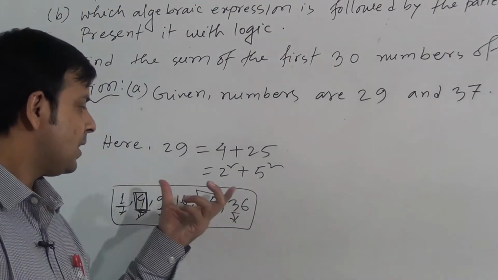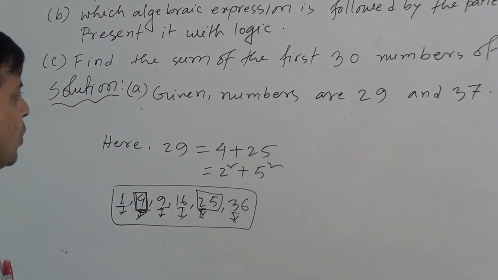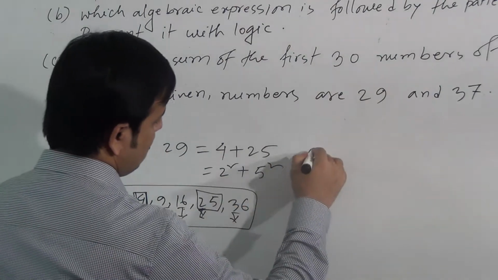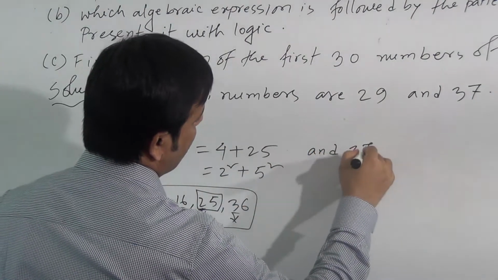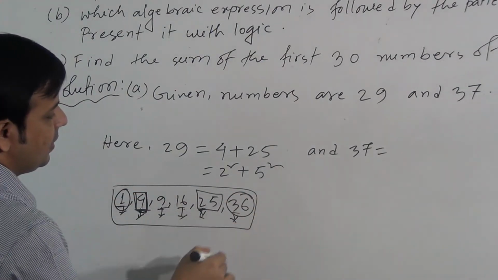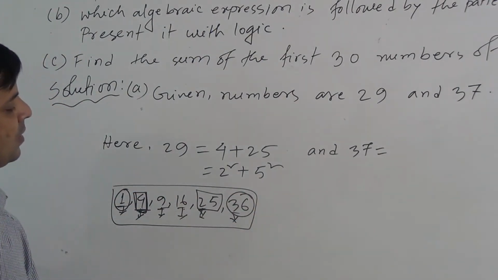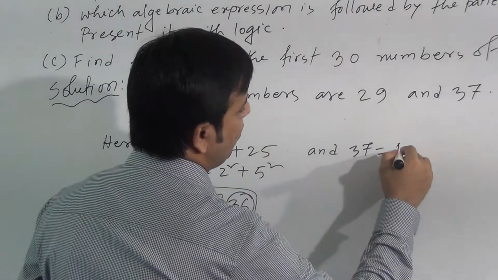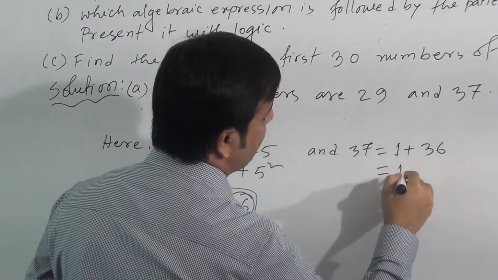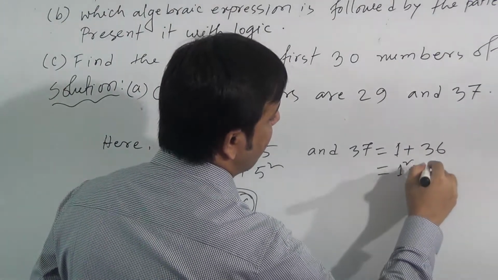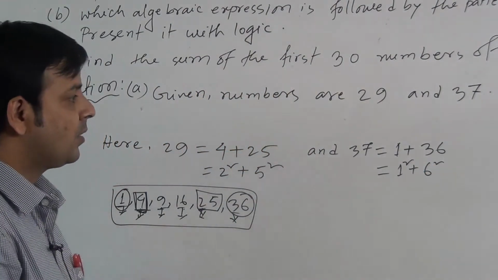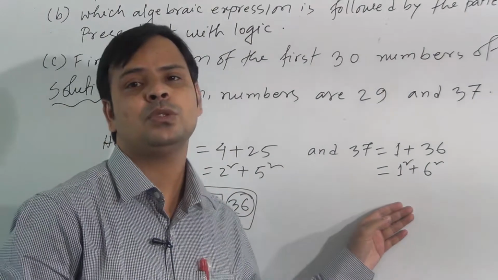Okay dear students, in the same process we have to express 37. How can we get 37? If we add 1 and 36, the sum of these two will be 37. So we can write here 1 and 36. Dear student, 1 means 1 square and 36 means 6 square. So I have expressed 37 also as the sum of two squares.